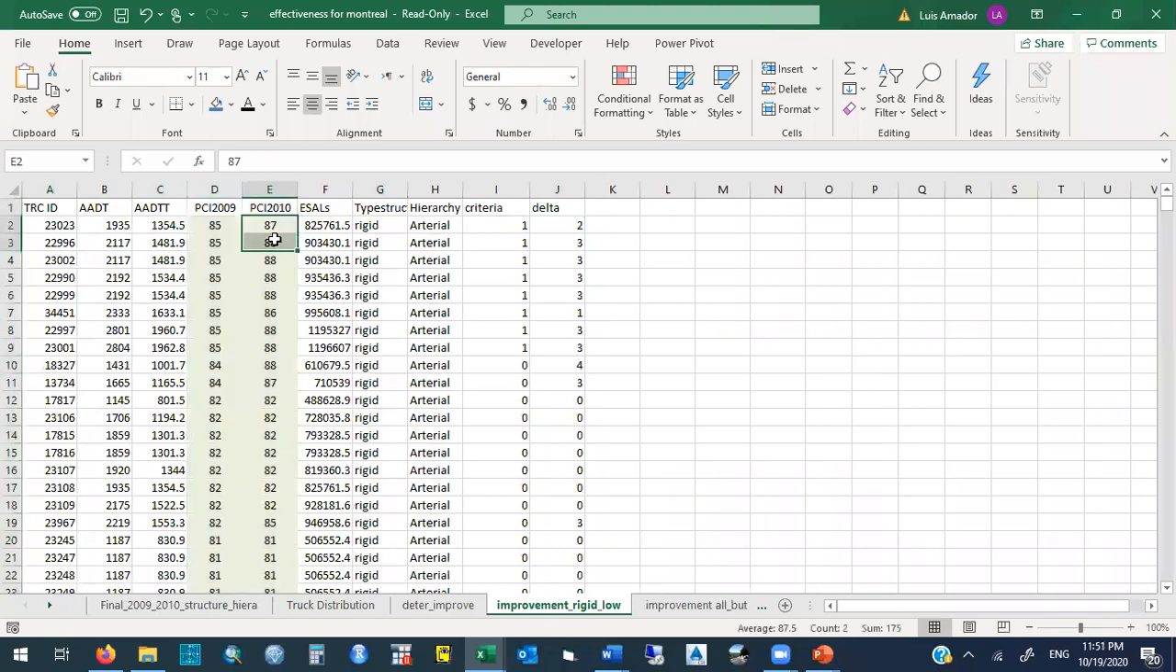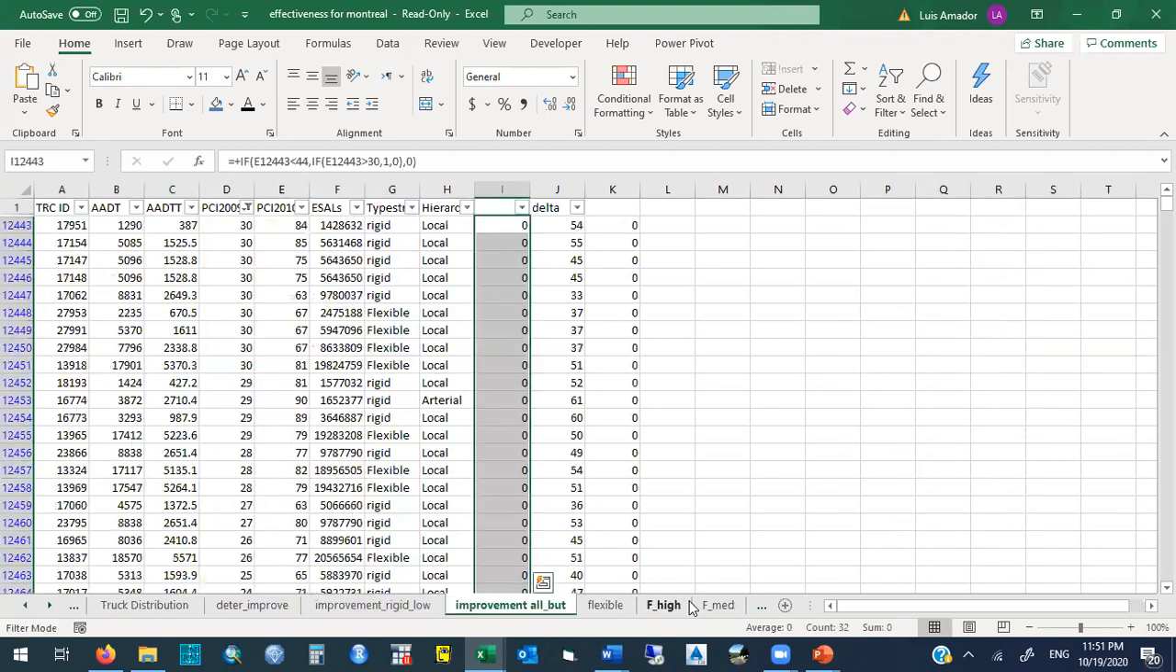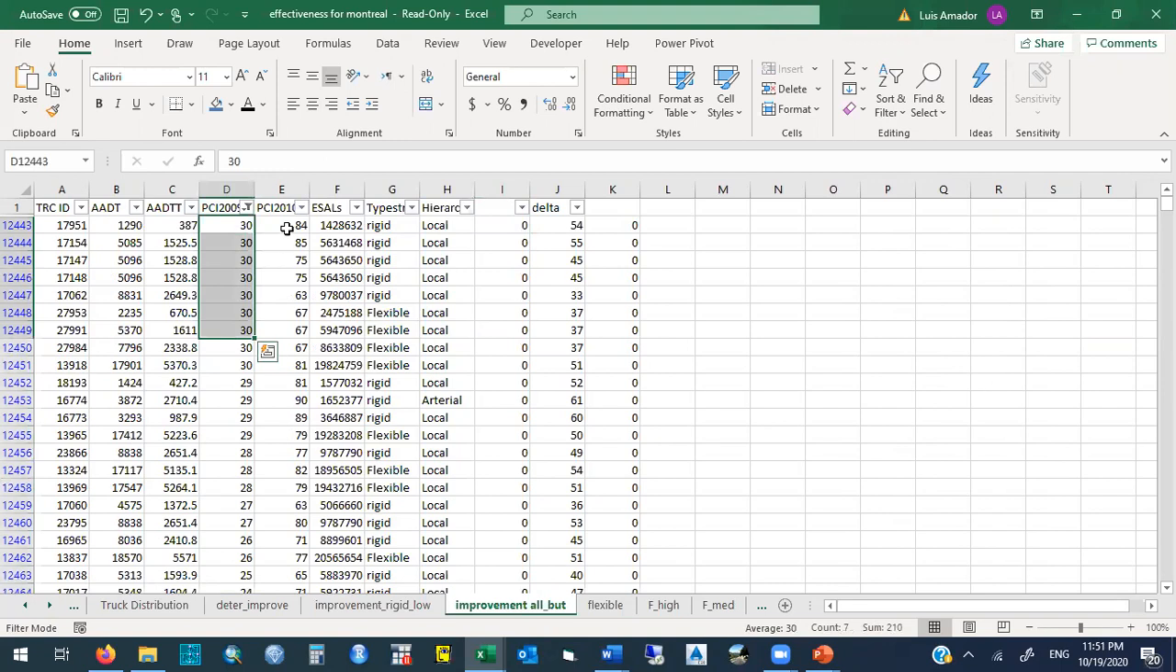Because in some cases, you see from 2009 to 2010, the increase is small. You see, 85 to 87 or 88? 84 to 87, 88. 82 remained the same, didn't change. But now look at this, from 30 to 84, 85, 75. So it's a much bigger jump in terms of effectiveness.